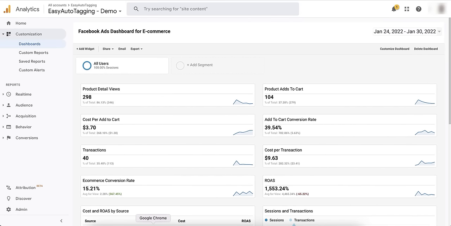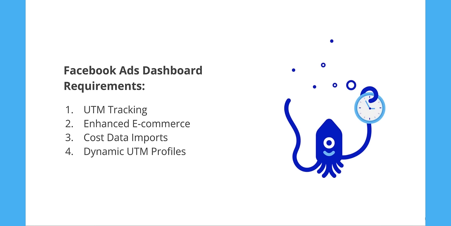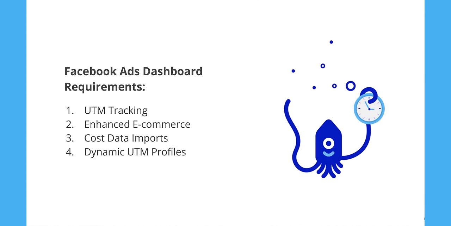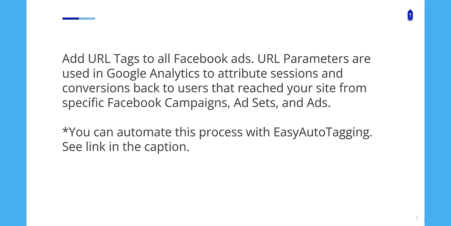A quick note: to measure Facebook ads CPA and ROAS performance in Google Analytics using custom reports and custom dashboards, 4 things need to be in place. 1. Add URL tags to all Facebook ads. URL parameters are used in Google Analytics to attribute sessions and conversions back to users that reached your site from specific Facebook campaigns, ad sets, and ads. You can automate this process with easy auto-tagging. See link in the caption.